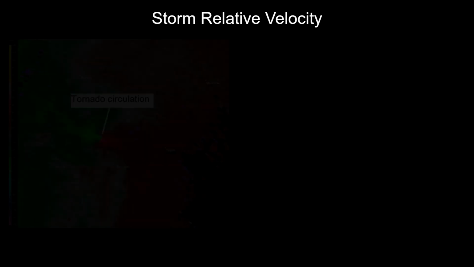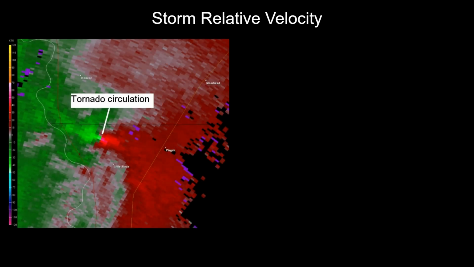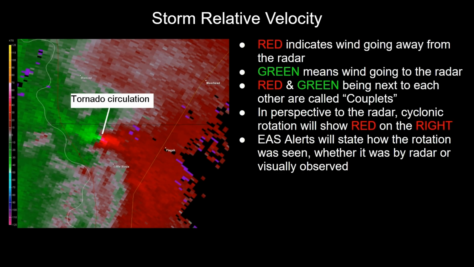Storm relative velocity is a kind of radar product that can measure the different velocities within a storm and tell us where they are going. It'll only give us two directions: away from the radar, which is red, or towards the radar, which is green. Storm velocity is a relatively simple radar product to understand, as there is not much that goes into it.